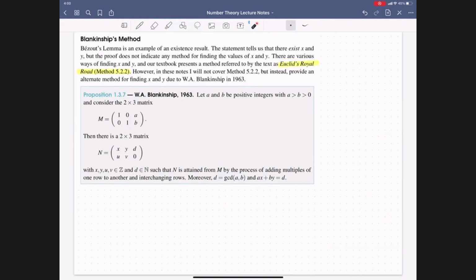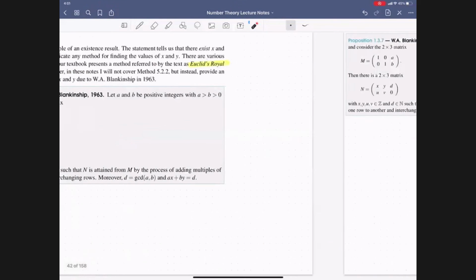Suppose a and b are positive integers, and we're going to always assume that a is greater than b. And then we're going to write the matrix M, the identity matrix in the 2x2 right here, and then we're going to write A and B. And so what it says is that we can find a 2x3 matrix where the entries are going to be x, y, u, v, and then d, 0. And x, y, u, v are integers, d is a natural number. And once we get this matrix of this form, once we have that 0 in that lower right-hand side, this is going to be the matrix we want. Because what we end up getting is that then that d will be the GCD, and we have ax plus by equals d.